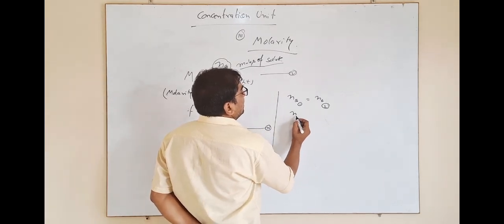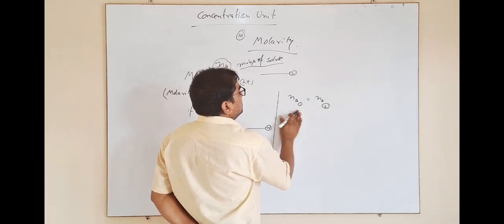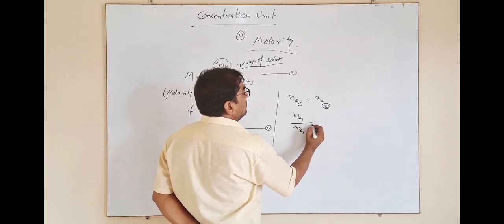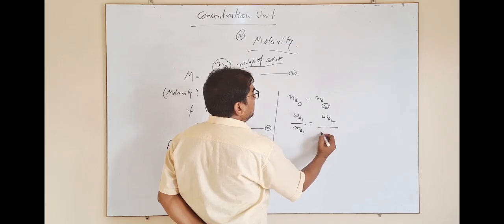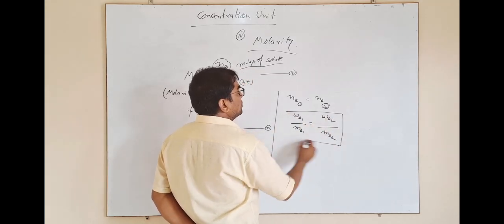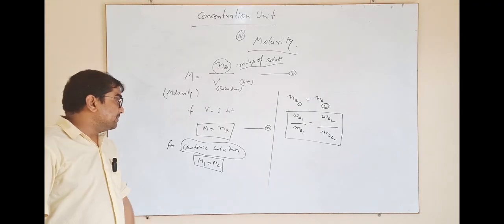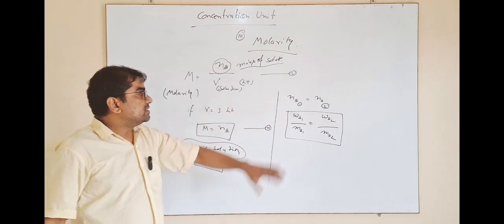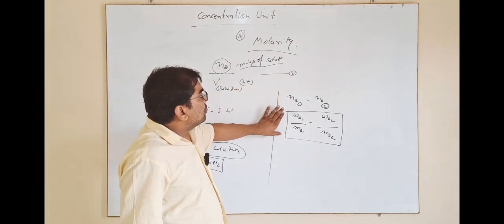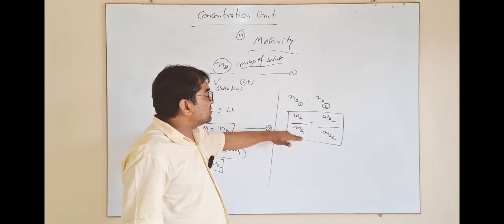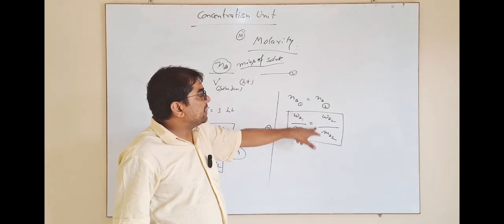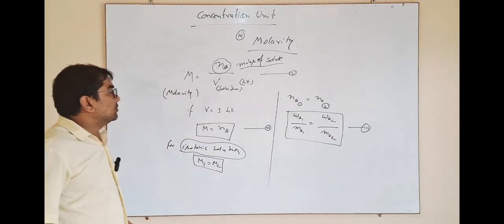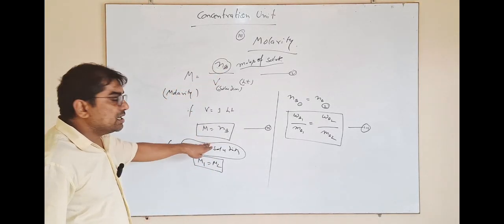Therefore, we can say WB1 divided by molecular mass MB1 will be equal to WB2 divided by MB2. This will be the equation when the number of moles will be the same. For the isotonic solution, since molarity will be the same, the number of moles will be the same. So in place of moles, we can note down the value in terms of mass of the solute with respect to its molecular mass, and we can find this equation. So this is all about molarity with respect to number of moles and for the isotonic solution.